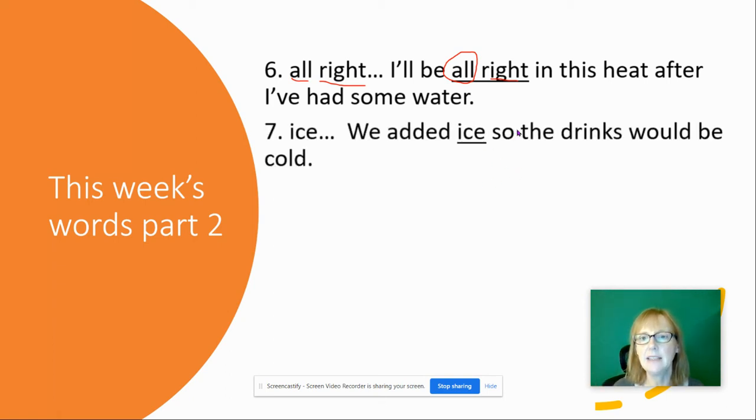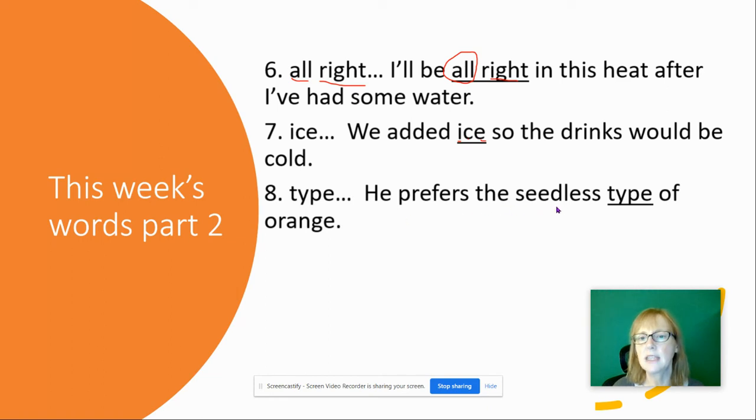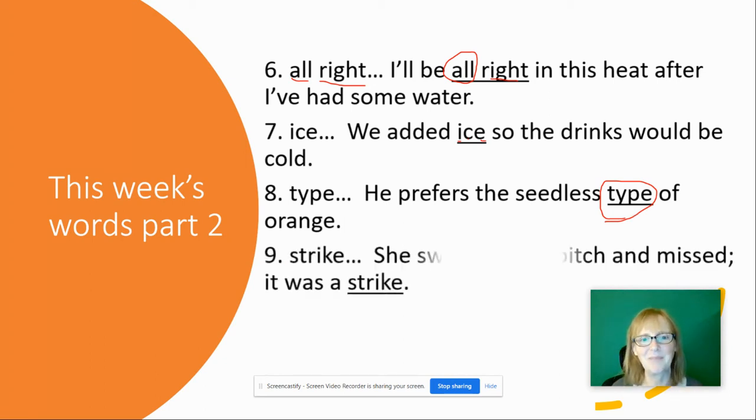Ice. We added ice so the drinks would be cold. Again, we have a long I, consonant C, and then the silent E at the end. Type. He prefers the seedless type of orange. Whatever this word is used as, type, like a particular brand of orange, the word type is the same exact spelling as the word I have to type in my paper. So whichever way helps you remember, the words are spelled the same and they sound the same.